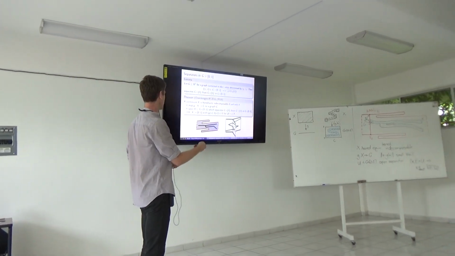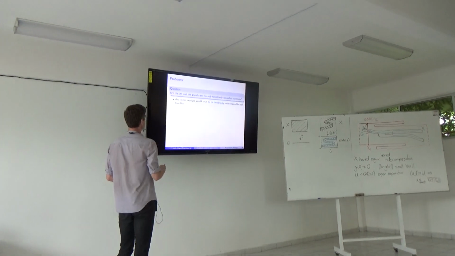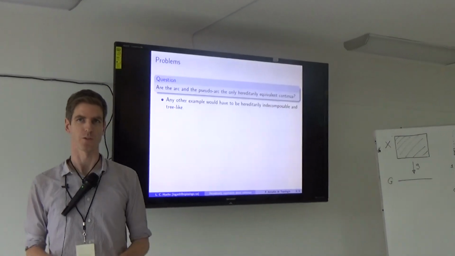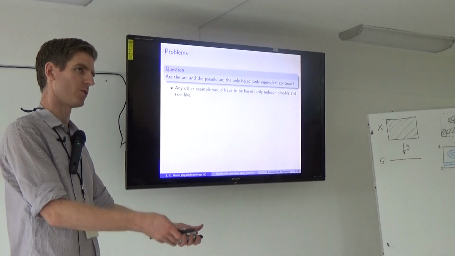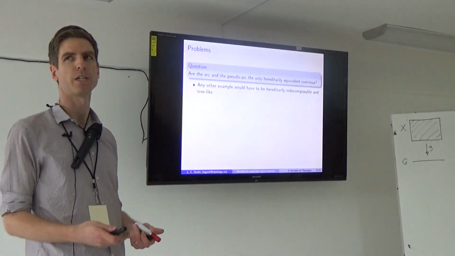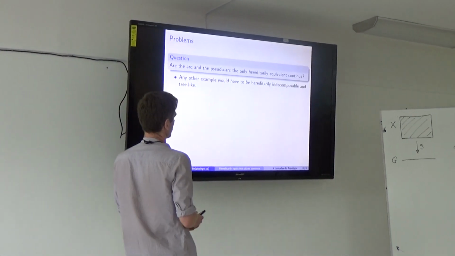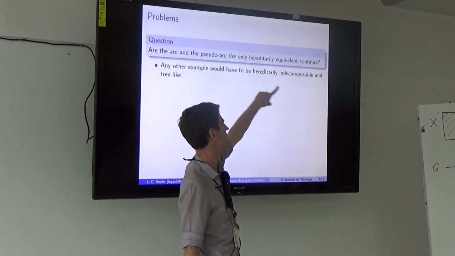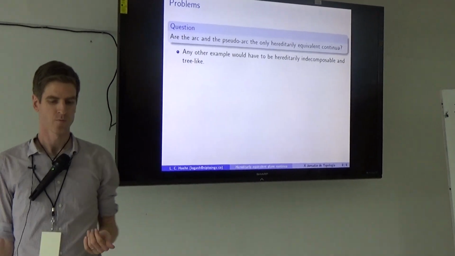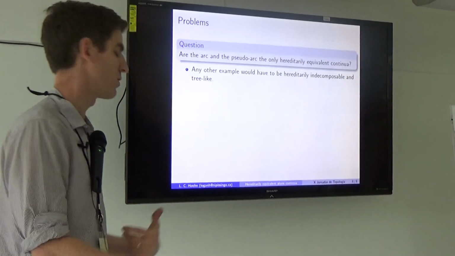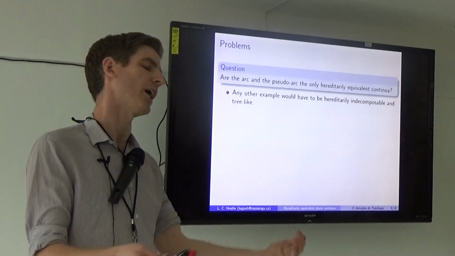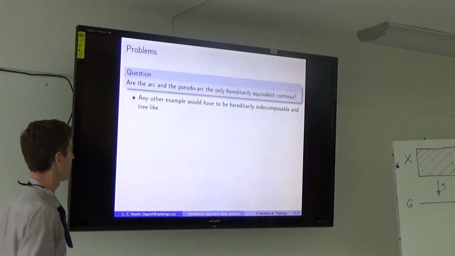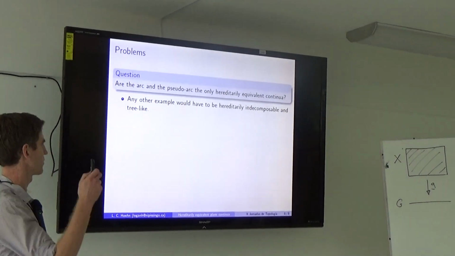Okay, so that was all the detail I intended to give, maybe too much detail for this time of the conference. Let's finish with a couple of questions. It still remains an open question whether the arc and the pseudo-arc are the only hereditarily equivalent continua in general. In the plane, those are the only two, but there could be others which are not planar. According to those results on the first slide, any other example, if there exists one, would have to be hereditarily decomposable and tree-like. Being tree-like implies that it's one-dimensional, so it can't be in R2, but it has to be a subset of R3. That's still open and, in my opinion, a very interesting, central question in continuum theory.